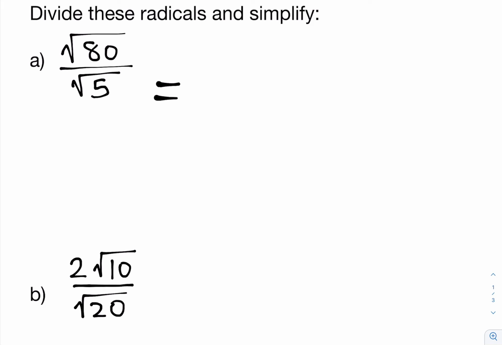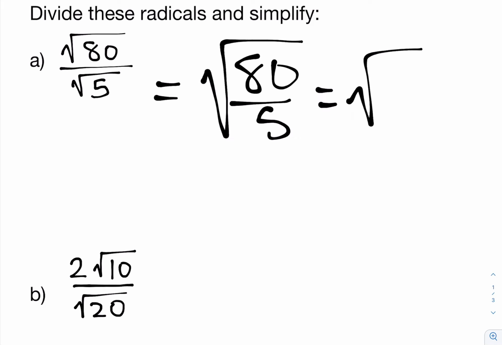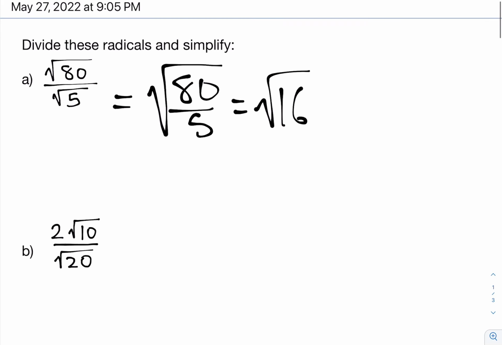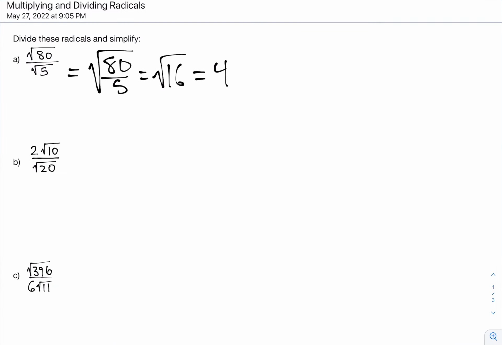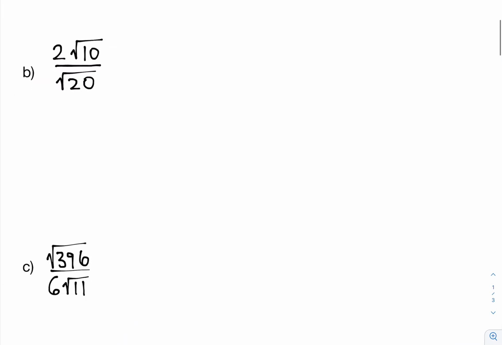So I'm just going to write it again. This is the square root of 80 over 5, because the square root of 16 equals 4. Using these properties is super useful, because if you tried to estimate the square root of 80 and estimate the square root of 5 and then divide them, it would just be a mess. So this is an easier way to do that.